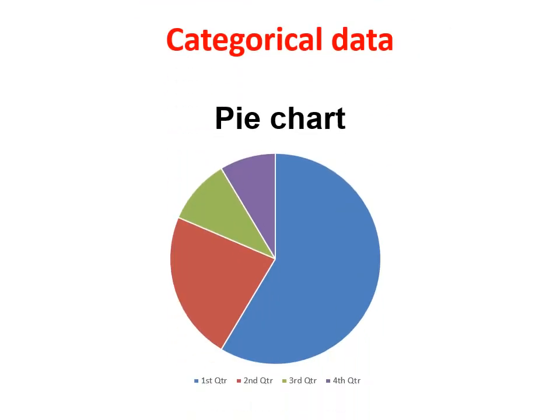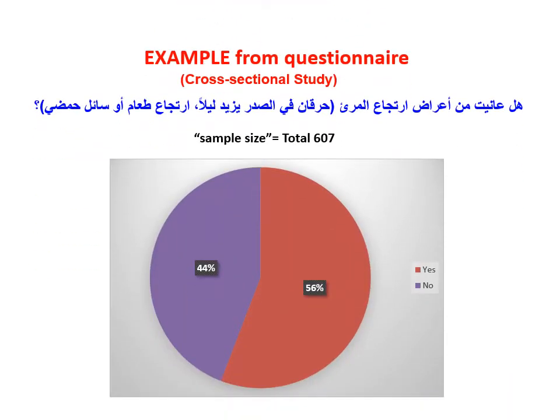It can be presented as a pie chart, like this. We have here an example from a questionnaire in a cross-sectional study. We ask about the symptoms of GERD, gastroesophageal reflux. We take a sample size, or population sample, of total 607 people. Ask about the symptom of GERD.